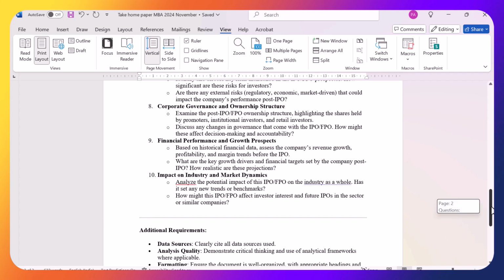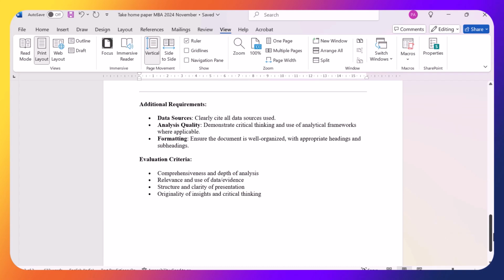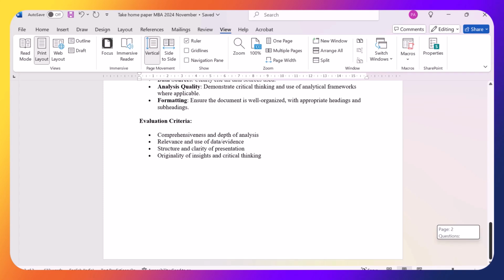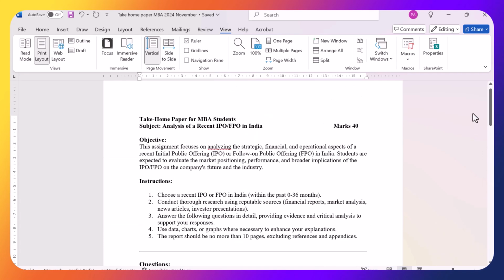Additional requirements: data sources, clearly cite all the data sources used; analysis, quantity and quality, demonstrate critical thinking and use analytical frameworks wherever applicable. Formatting ensures the document is well organized with appropriate headings and subheadings. Evaluation criteria will be comprehensive: depth of analysis, relevance and use of data and evidence, structure and clarity of presentation, and originality in insights and critical thinking. So this is a 40-mark paper, which I have shown you.